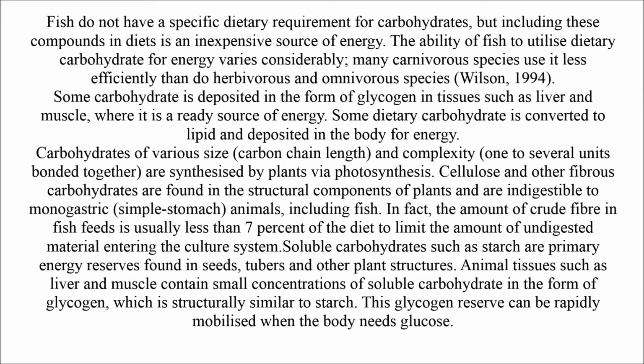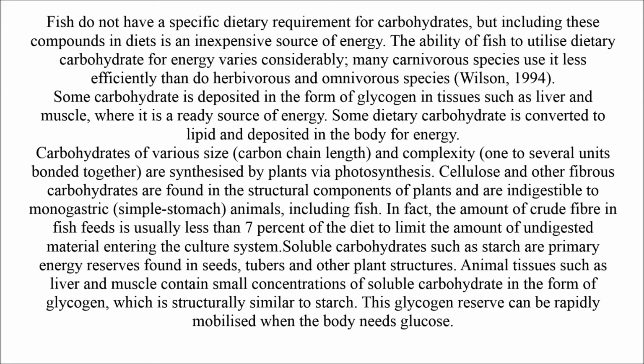Carbohydrates of various size and complexity are synthesized by plants via photosynthesis. Cellulose and other fibrous carbohydrates are found in the structural components of plants and are indigestible to monogastric animals, which are simple-stomach animals, including fish. In fact, the amount of crude fiber in fish feed is usually less than 7% of the diet to limit the amount of undigested material entering the culture system.